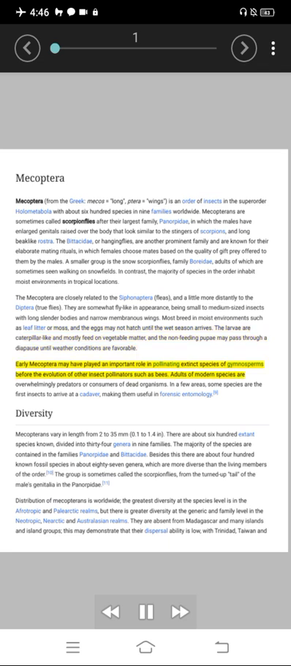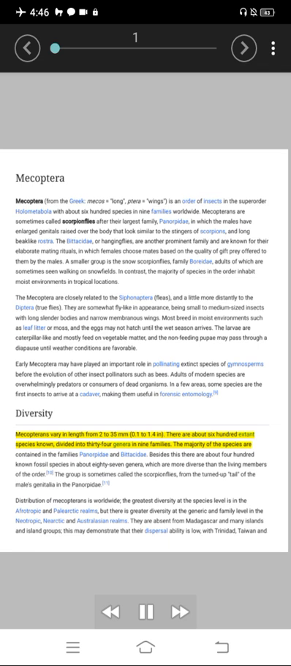Early Mecoptera may have played an important role in pollinating extinct species of gymnosperms before the evolution of other insect pollinators such as bees. Adults of modern species are overwhelmingly predators or consumers of dead organisms. In a few areas, some species are the first insects to arrive at a cadaver, making them useful in forensic entomology. Diversity. Mecopterans vary in length from 2 to 35 mm, 0.1 to 1.4 in.